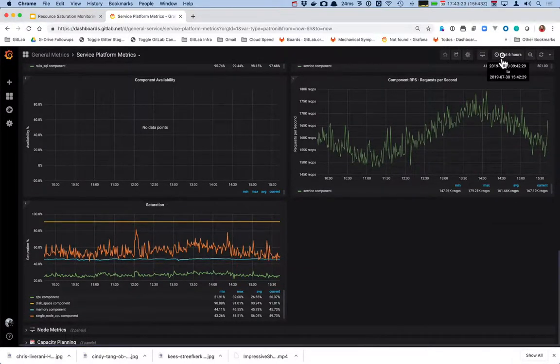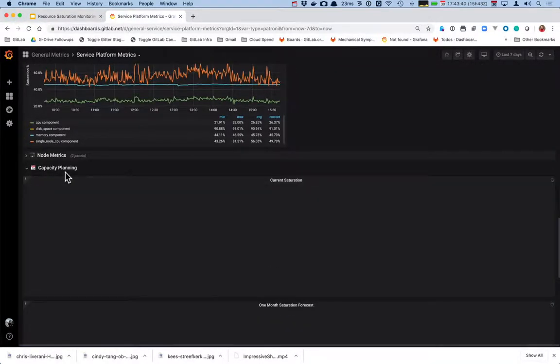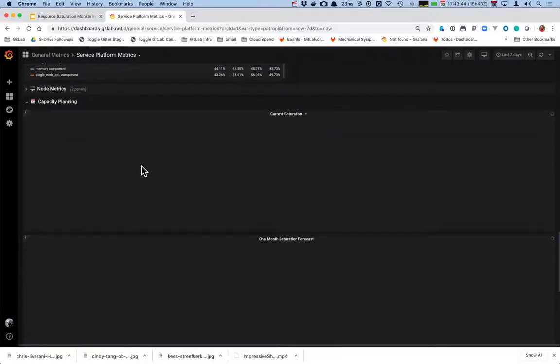If we increase this to the last 7 days, we can see the growth in that saturation metric. Well, it might take a moment for the graph to update. While we wait for that graph to come back, I will show the capacity planning section of the service dashboard.